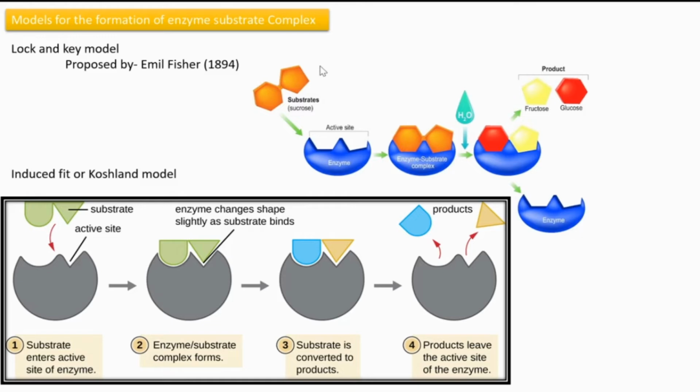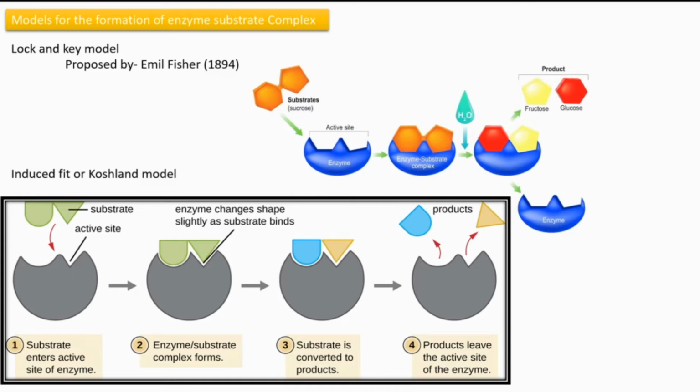And what is the limitation of this model? The rigidity of the active site. As the active site's shape is highly rigid, it will not permit any variation in the features of the substrate. If any variation happens to the substrate's features, that substrate could not come and bind with that enzyme. That's a limitation.